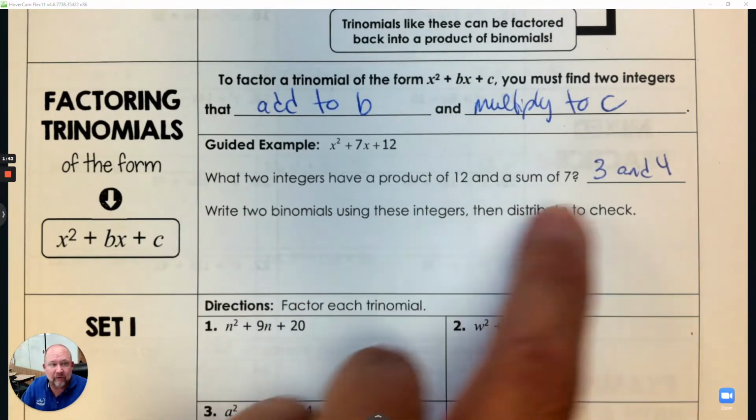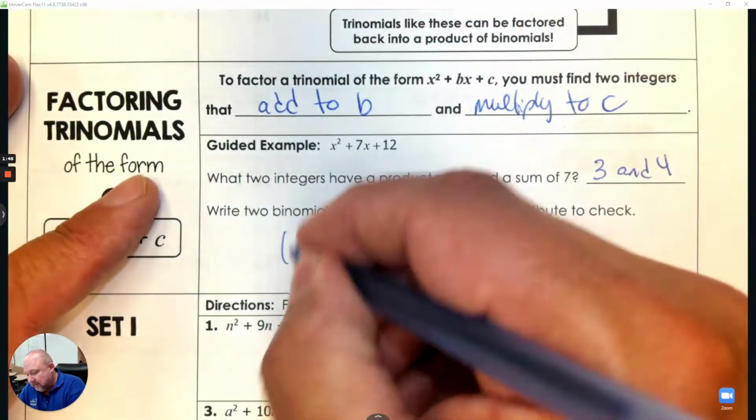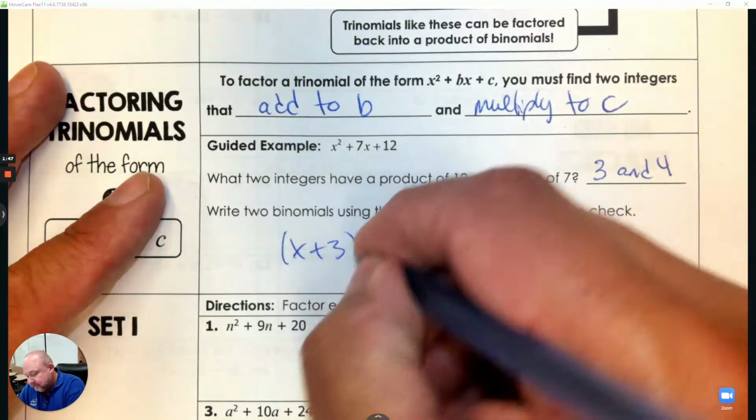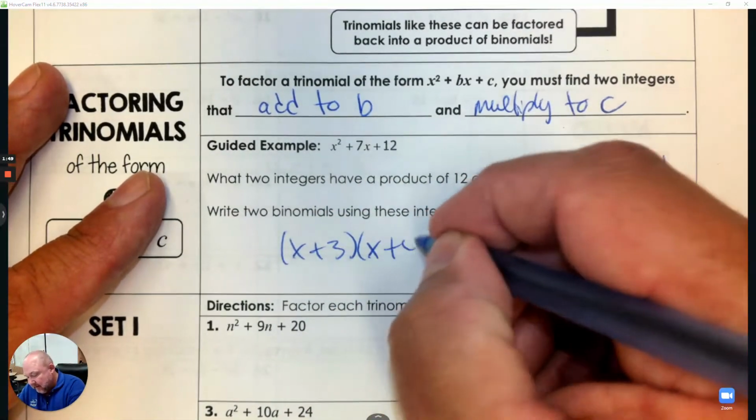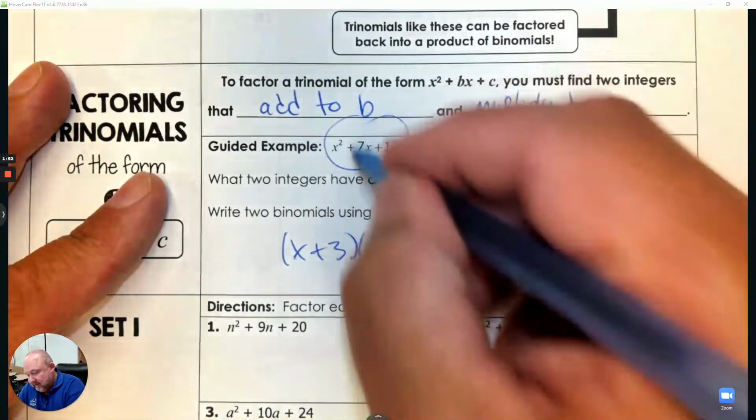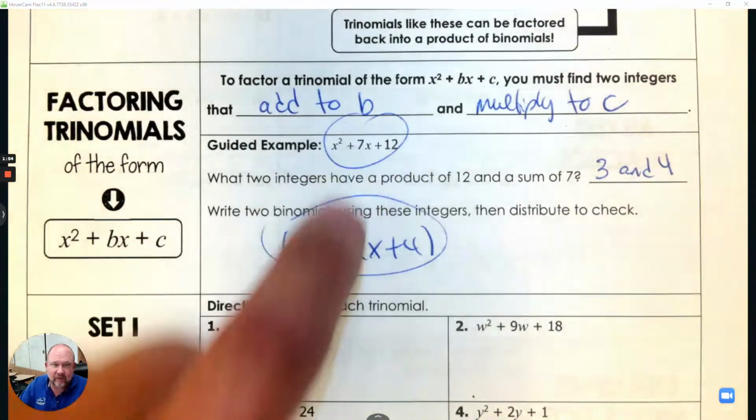Write two binomials using these numbers. So that would be x plus 3 and x plus 4. These are equal to each other. This is the work we're doing today.